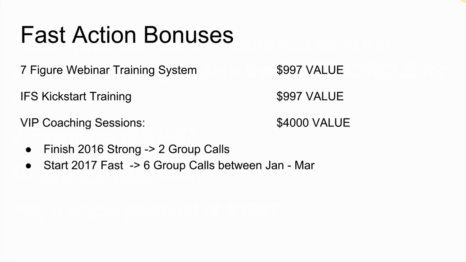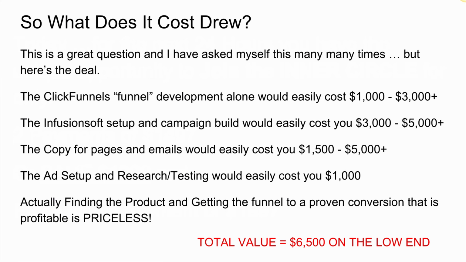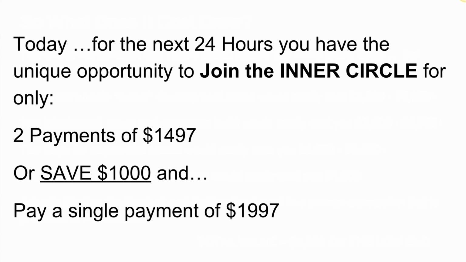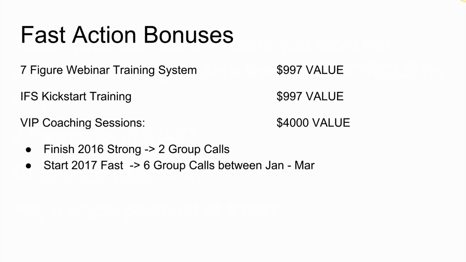So listen, today, you get this value, 4,000, 5,000, 6,000, and the 6,000 over here. You're going to get over $12,000 in value for as little as $1,497 today as 2 payments. $1,497 today and $1,497 in 30 days, or you can save an additional $1,000 and pay only $19.97. All you have to do is just choose one of the buttons below that best fits your budget and get started. And I have something to make this even more irresistible for you.